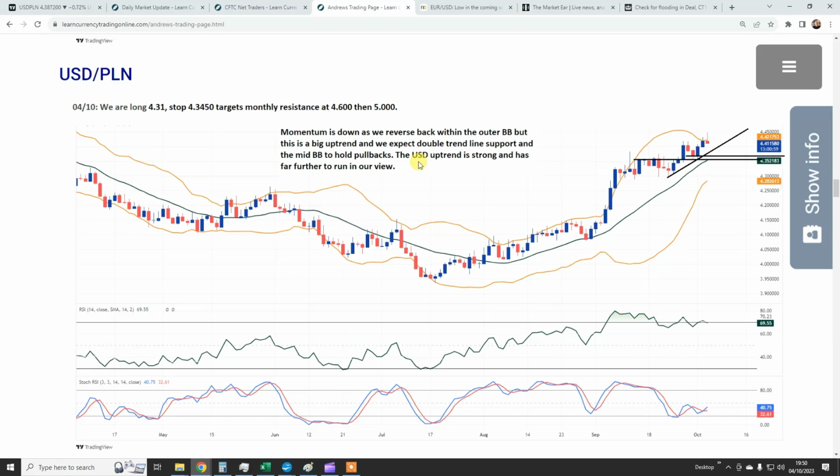Now I will at the weekend get back to doing my weekly Forex forecast. But yeah, they're the pairs for now.